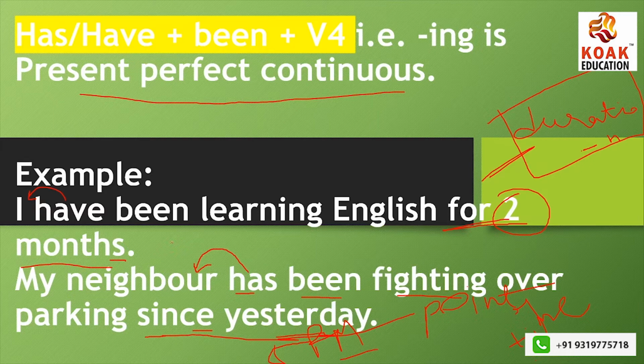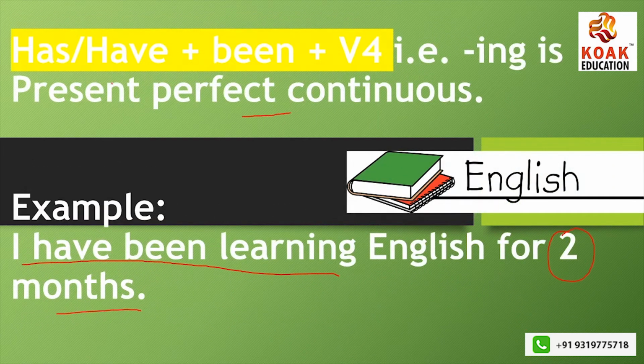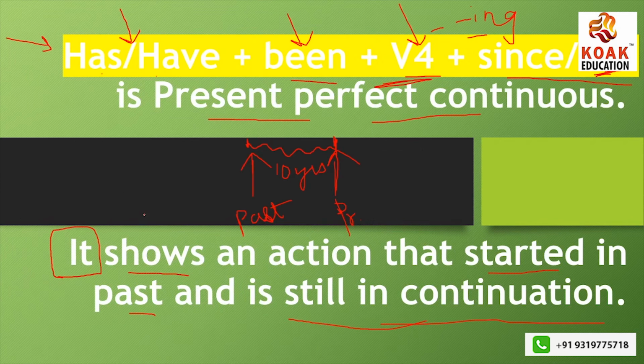for present perfect continuous. Now this tense doesn't have much use. This is the only use. This is just one use that this tense has: that an action started in the past and is still in continuation. That is it. If you understood this, there is nothing much to do.